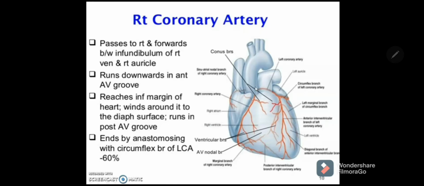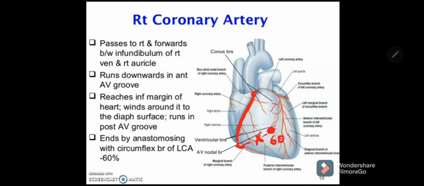So after the origin from the anterior sinus, the right coronary artery runs between the right auricle and pulmonary trunk, then runs between the right atrium and right ventricle in the anterior atrioventricular groove. Then it winds around the inferior border, runs onto this posterior part between the base and diaphragmatic surface, and ends by anastomosing with the circumflex branch of the left coronary artery, that is to the left of the crux. Crux is here marked by the X.